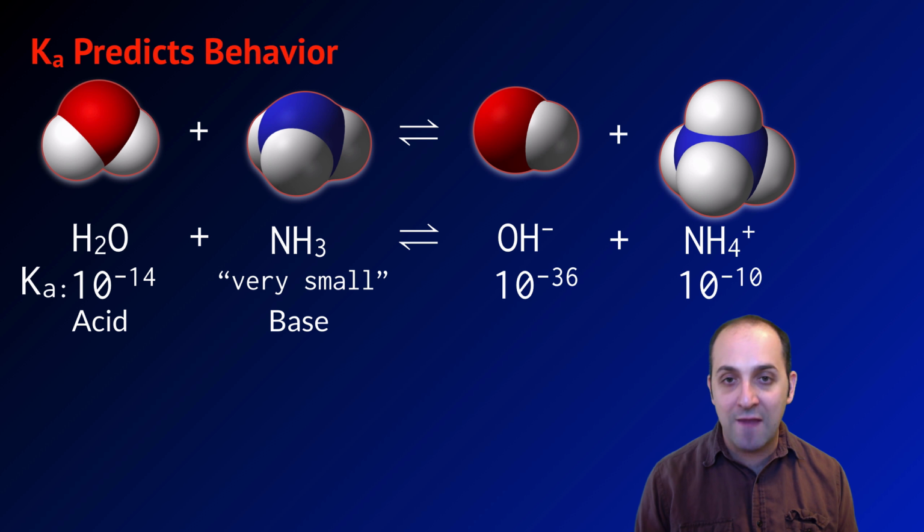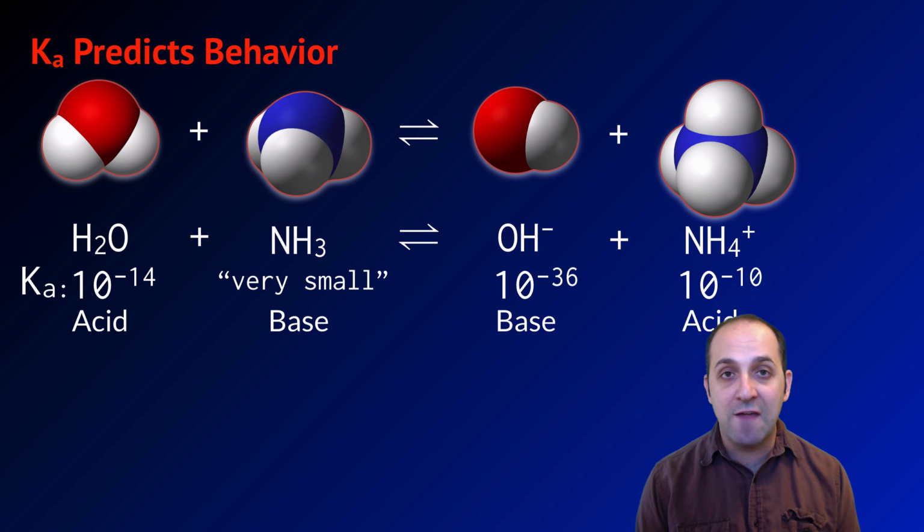Similarly, we can determine that the hydroxide ion is going to act as a base, and the ammonium ion is going to act as an acid, because the Ka value of the ammonium ion is larger than the Ka value of the hydroxide ion. Does this make sense? If not, take a moment and write down any questions that you have before we wrap up.